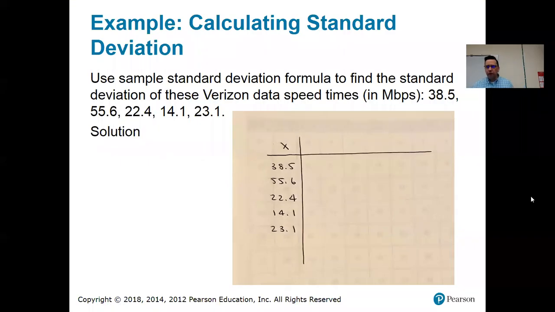All right, continuing with section 3-2. So we are up to an example of calculating standard deviation. We're going to use the sample standard deviation formula to find the standard deviation of these Verizon data speed times. Okay, and we've done a few examples with this same little batch of data.